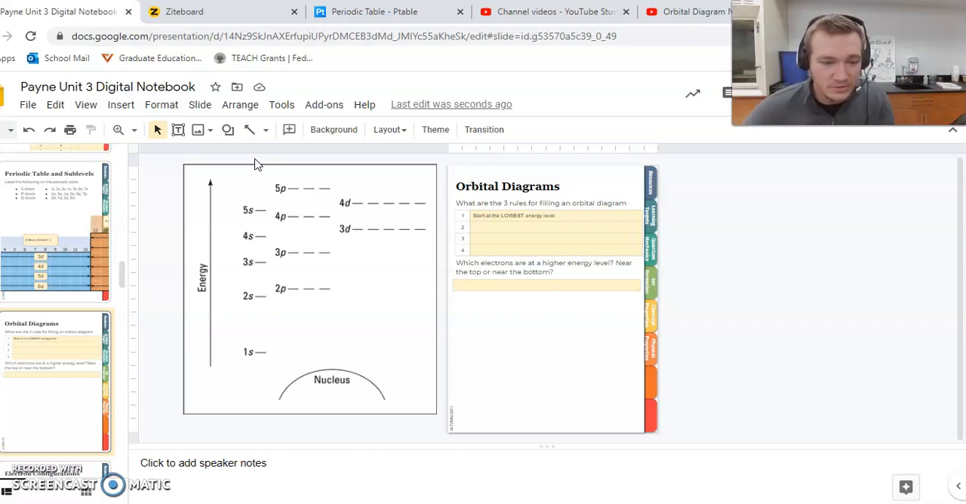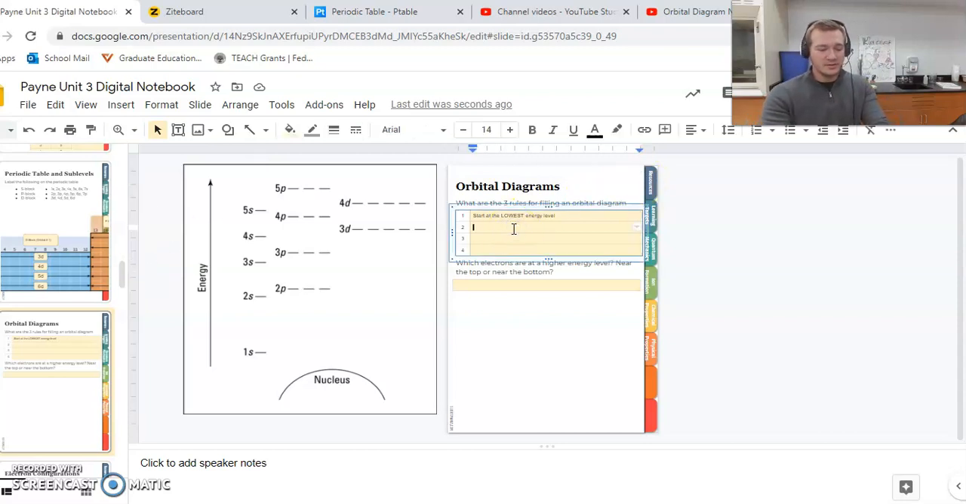Okay, cool. That's our first rule. Our second rule is this: only 2 electrons fit in an orbital.